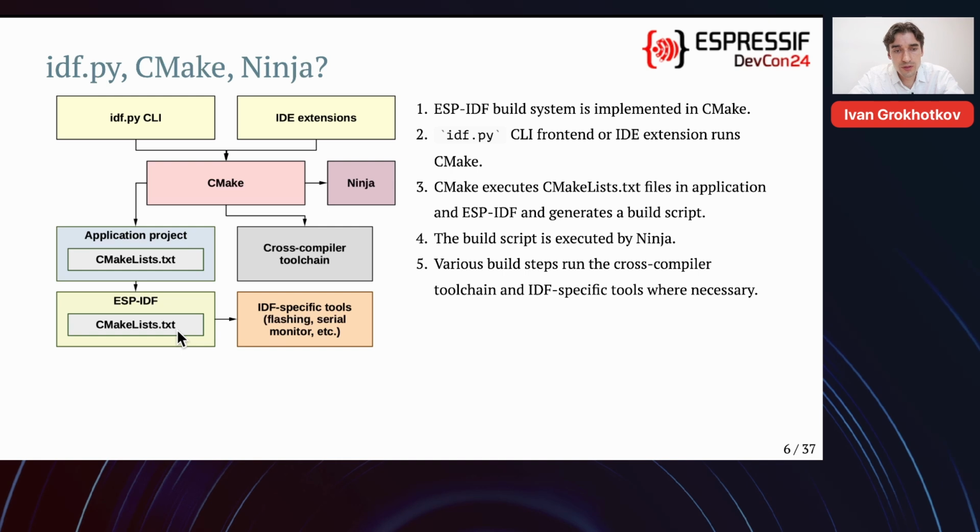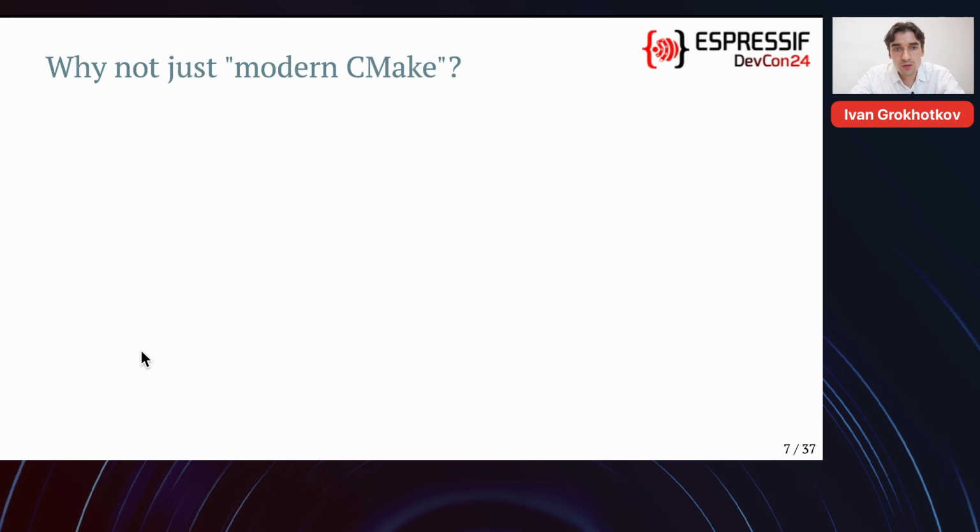What we will focus on today is the part of the build system that is implemented in your project. So the CMakeLists files that you write in the application project. We will not talk much about what happens inside the CMakeLists files inside ESP-IDF, so the underlying implementation. Also, before we start the main part of the talk, I want to talk a bit about why we have this talk specifically about the IDF build system rather than just about modern CMake.